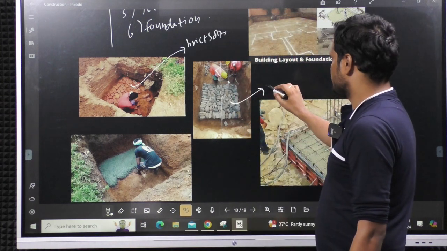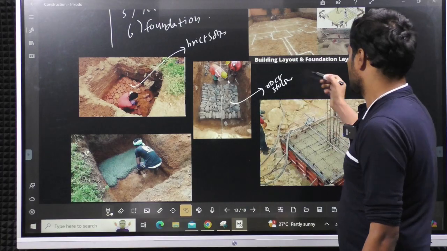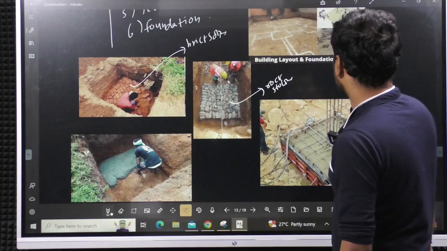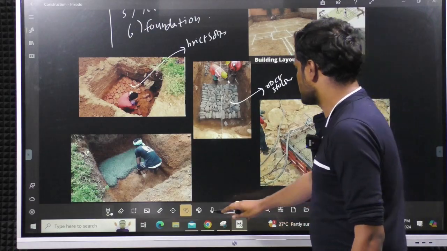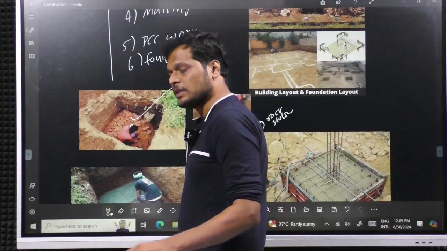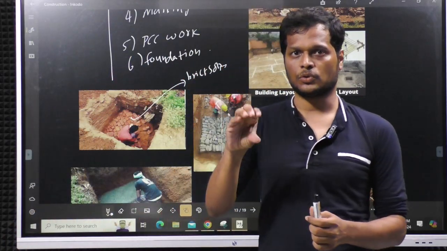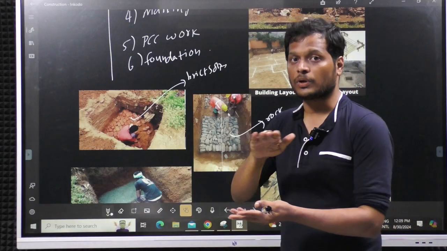This is rock soling or stone soling. And there will be one more thing, sand soling. Sand soling is where a thick layer of sand will be placed. This is to stabilize the foundation and to keep a level surface.